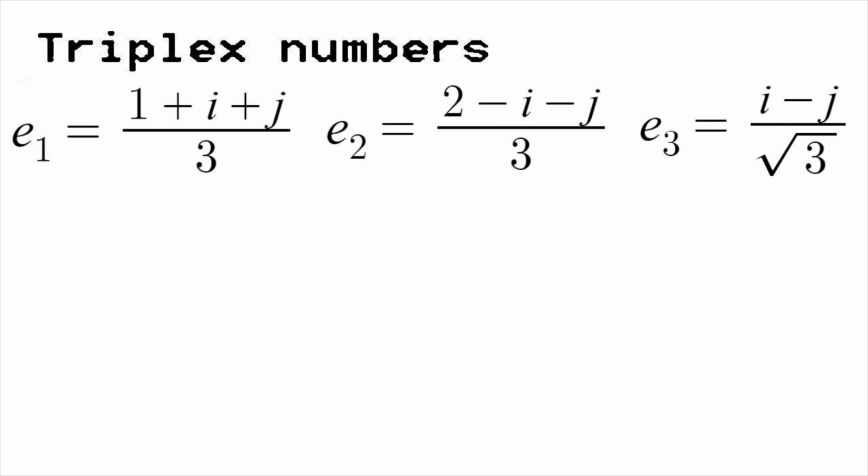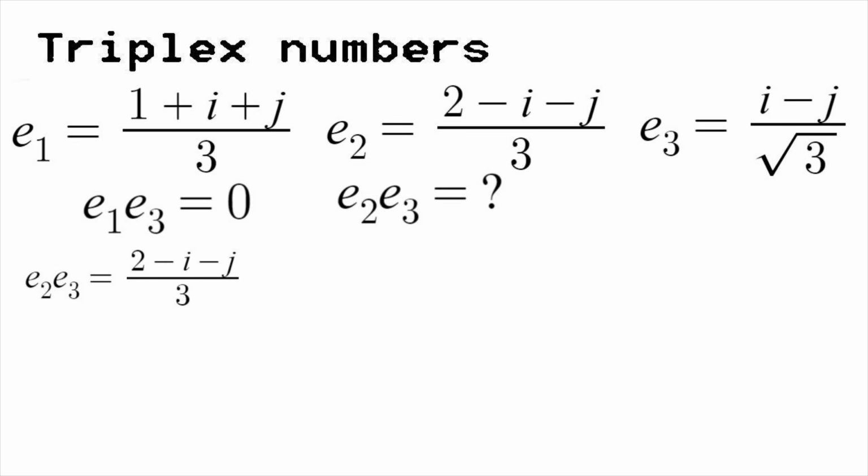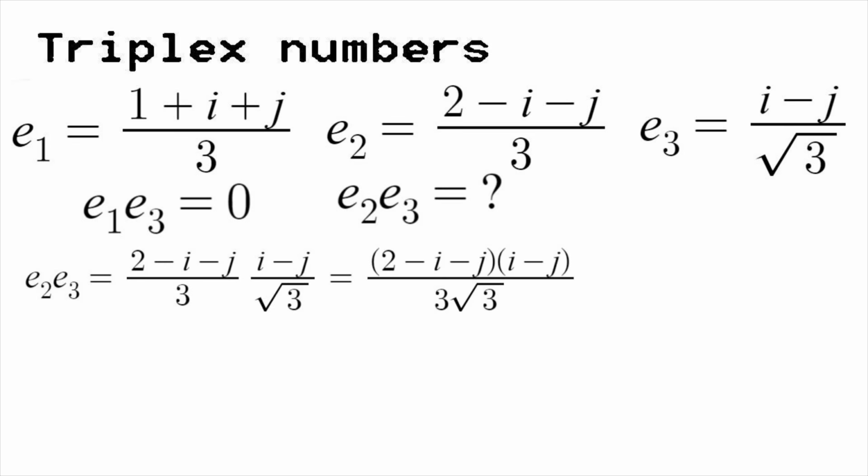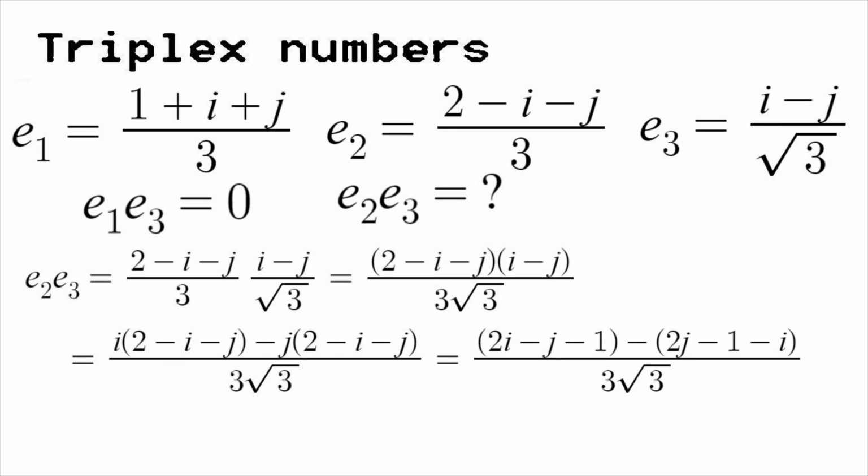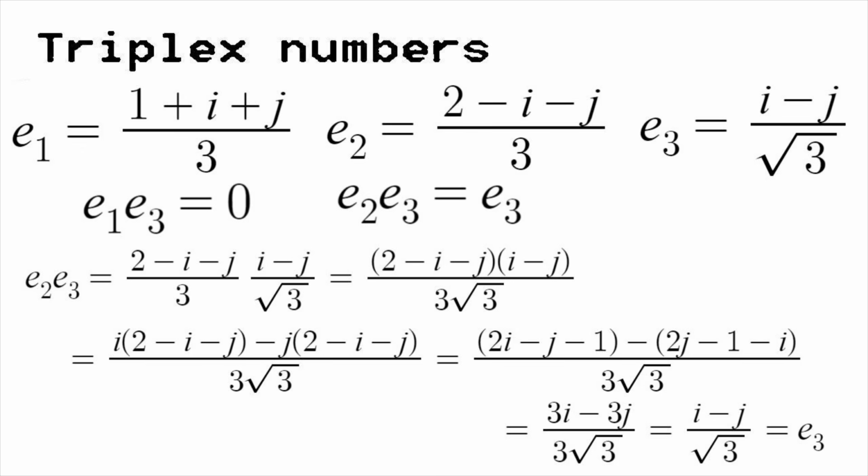Let's see how this plays with the other two components. Because of what we know about zero divisors, we can pretty quickly see that E1 times E3 equals 0. Now let's evaluate E2 times E3. Let's start with this times this. Distributing out the top gives this, which equals this, and then this. Remove the 3's, and we get (i - j) over square root 3. Thus, E2 times E3 equals E3.